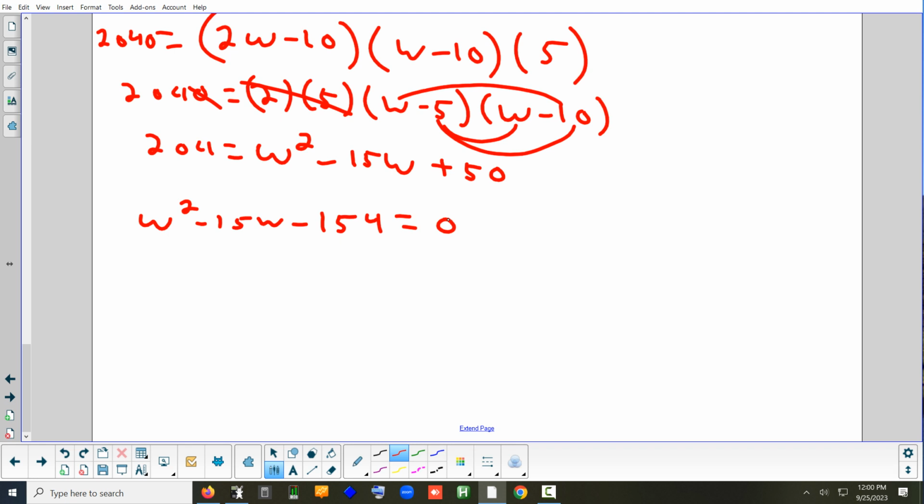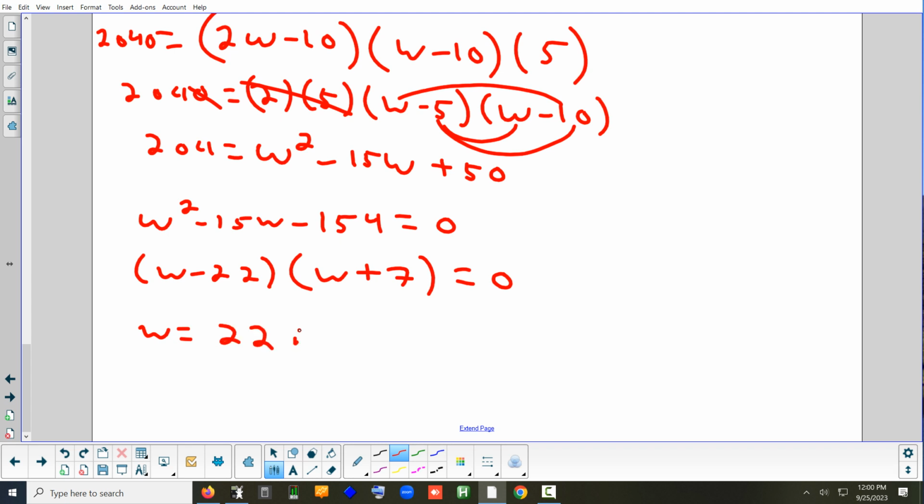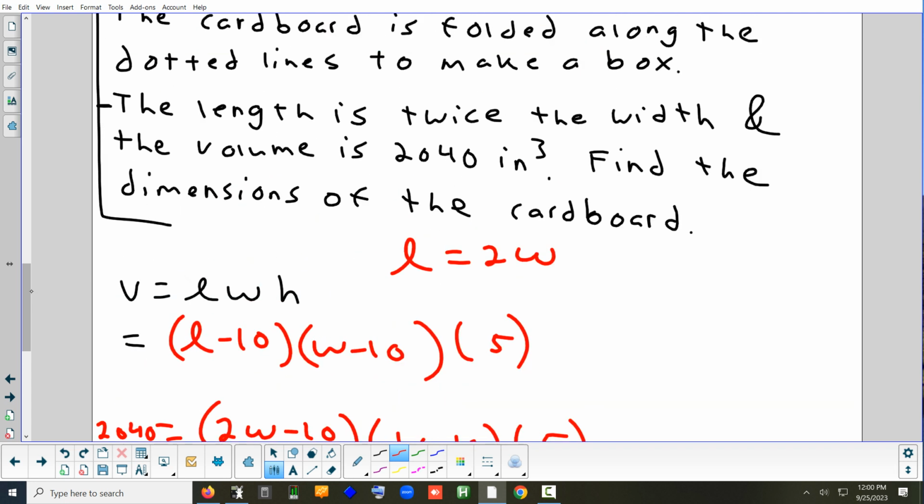You could use quadratic formula if you didn't see it. But it factors into W minus 22 and W plus 7. I probably wouldn't have noticed that. I would have just had to use quadratic formula, which is fine. So what are the two answers we get for W? W equals 22 inches, or W equals -7, but can width be negative? No. So we know the width is 22. So the length is 44.